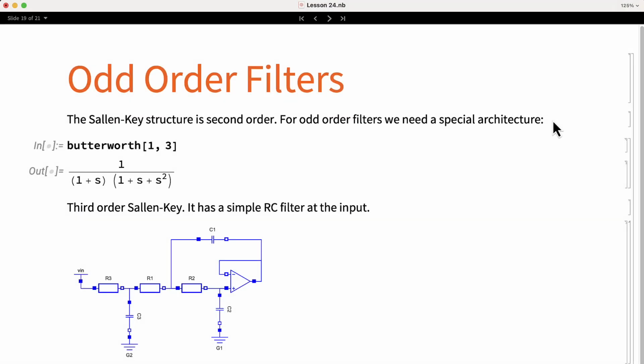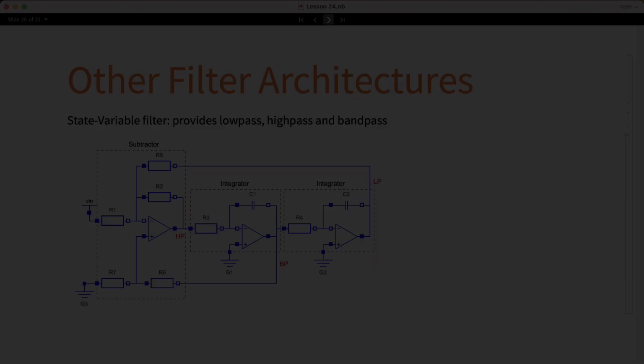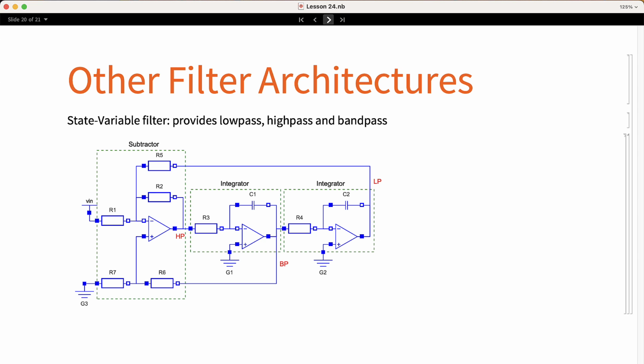One thing we have not covered yet is how to implement odd order filters. For example, the Butterworth of third order has the following transfer function. This transfer function can be split into parts, as an order 1 filter followed by a second order filter. To implement it, we can use the following circuit, which is a Sallen Key, but at the input it has connected a simple RC filter. The Sallen Key is not the only building block that we can use for creating filters. However, it is the simplest one and it has a reduced number of components.